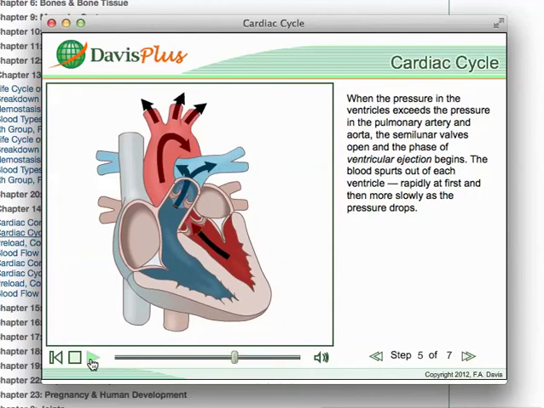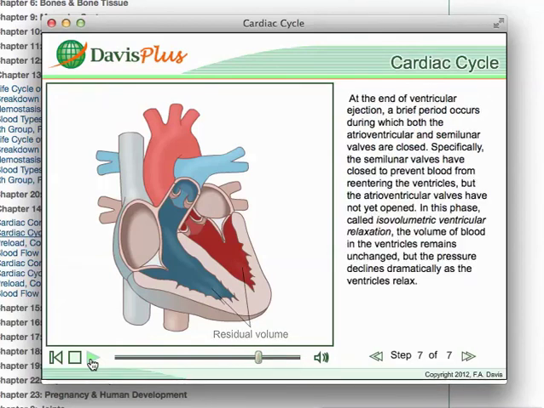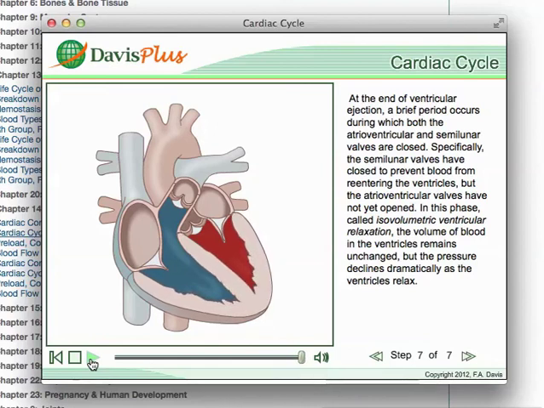The blood spurts out of each ventricle, rapidly at first and then more slowly as the pressure drops. The ventricles don't eject all of their blood. The blood remaining in the ventricles at the end of the ejection period is the residual volume. At the end of ventricular ejection, a brief period occurs during which both the atrioventricular and semilunar valves are closed. Specifically, the semilunar valves have closed to prevent blood from re-entering the ventricles, but the atrioventricular valves have not yet opened. In this phase, called isovolumetric ventricular relaxation, the volume of blood in the ventricles remains unchanged, but the pressure declines dramatically as the ventricles relax.